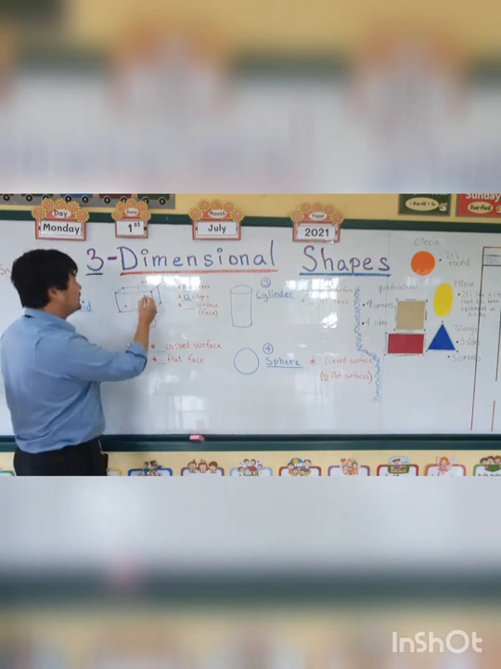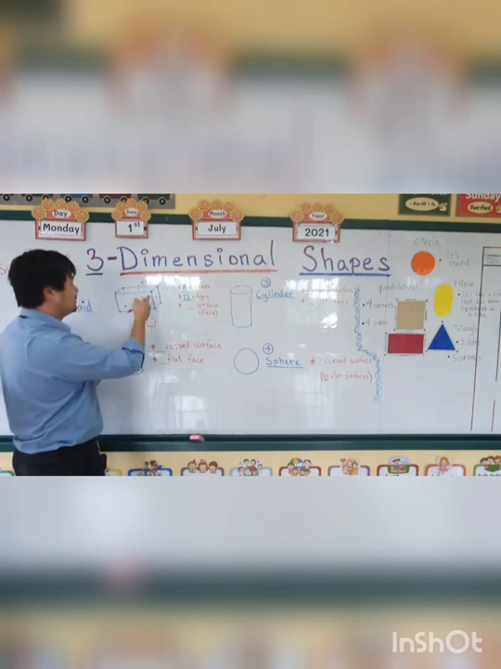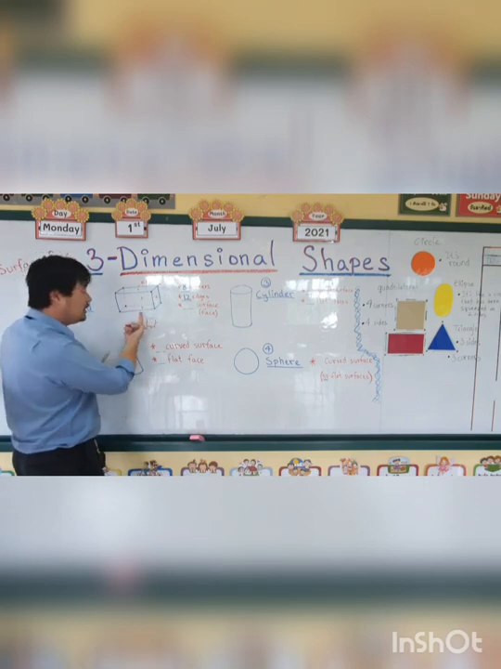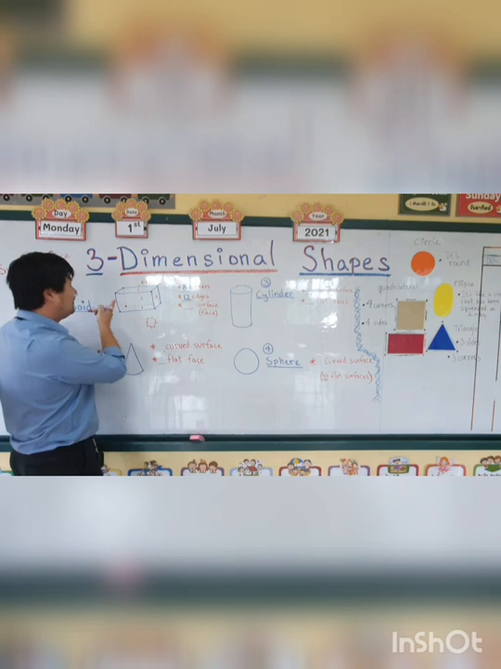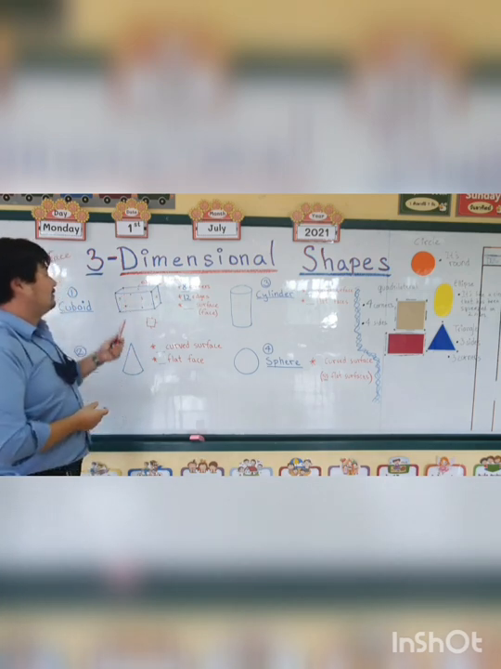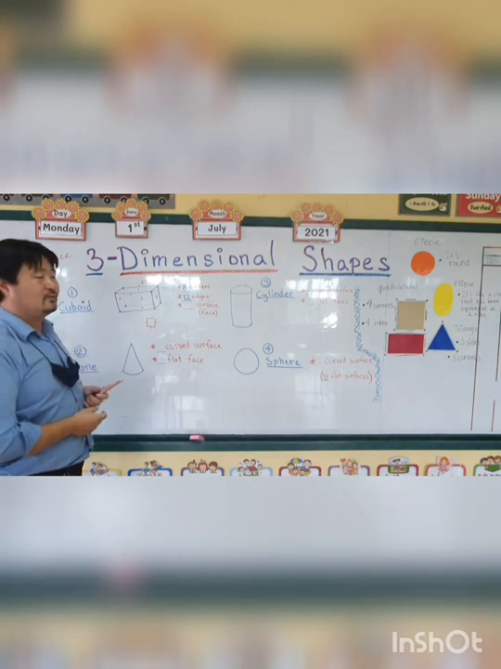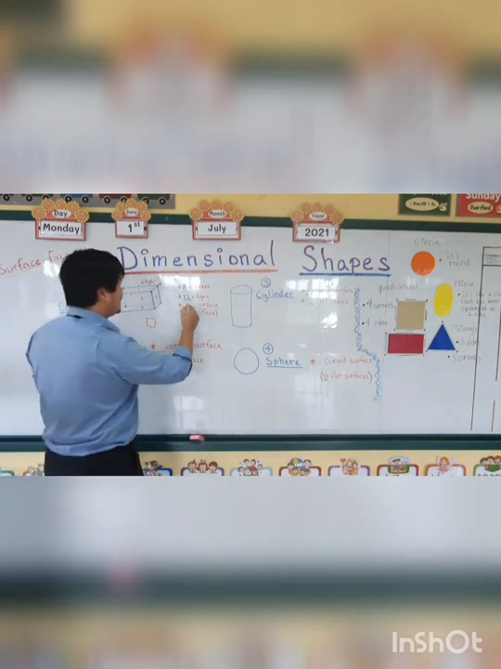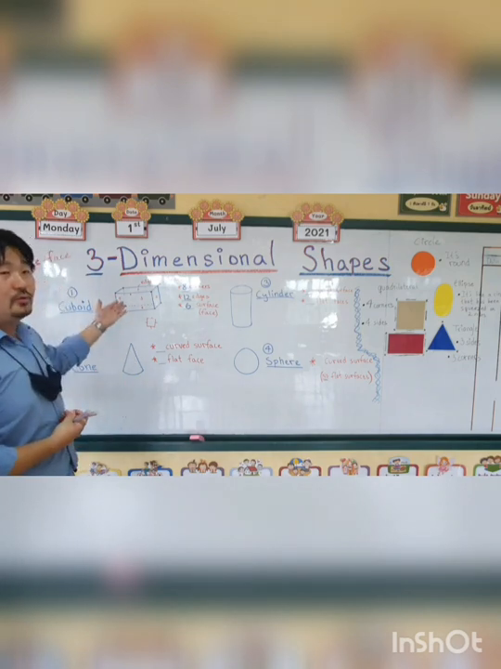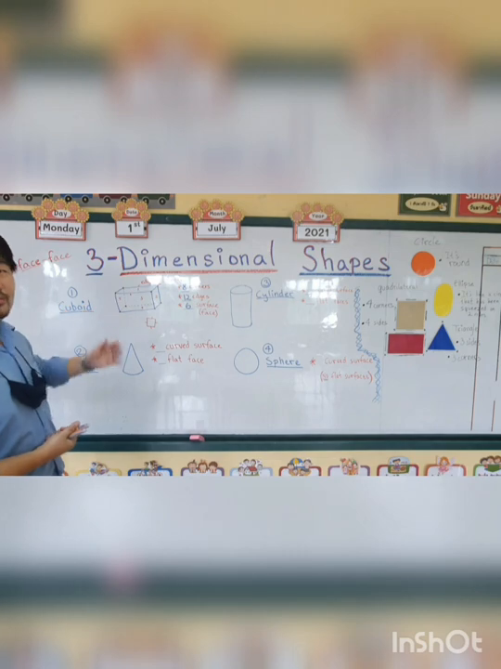So 1, 2, 3. 3 is this one. And then we have 4, the one underneath, 4. And then 5, the one on this side, 5. And then the one in the back, 6. So we have 6 surfaces or faces. 6. Good. Do you understand cuboids?